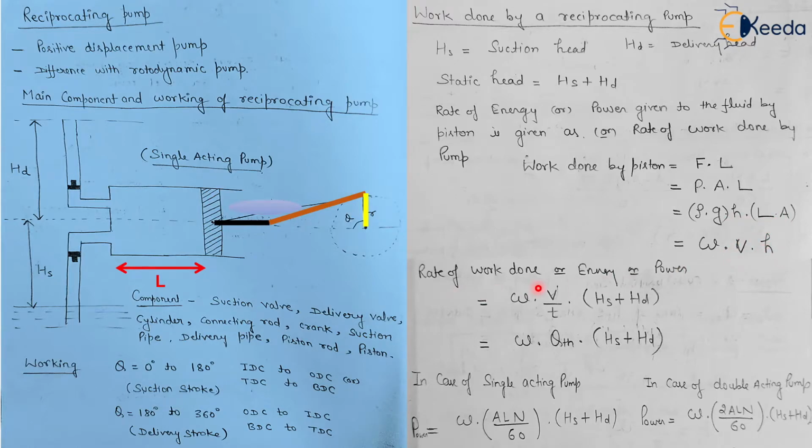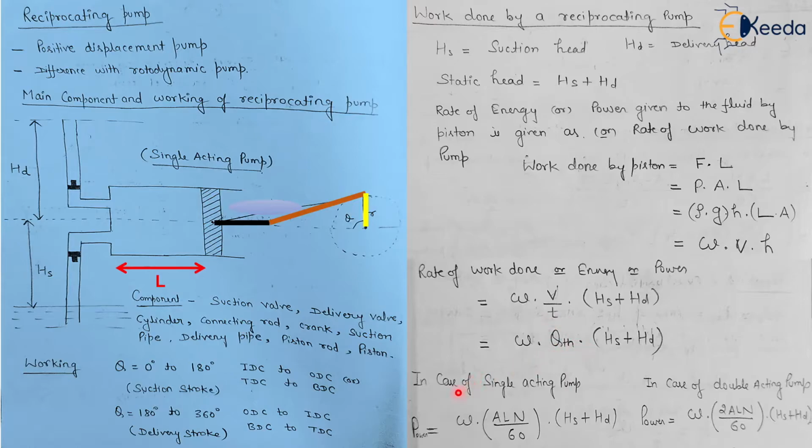Now what is the rate of work done, or energy, or power? The rate of work done means we will divide this by T. Now W into V by T into (Hs plus Hd). This H will be the net effective head, or you can say the total static head. So Hs means suction head, and Hd is the delivery head. So what is V by T? That means it is the discharge. So W into Q into (Hs plus Hd). Q theoretical means it is the theoretical discharge.